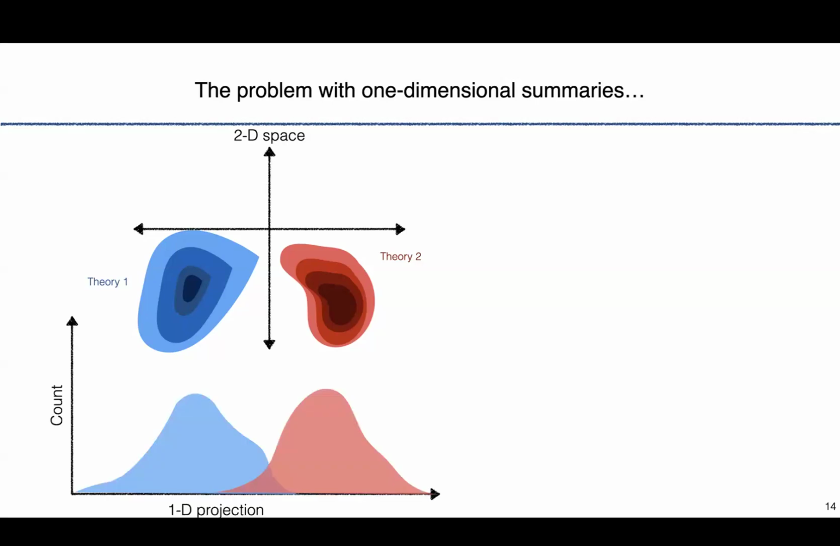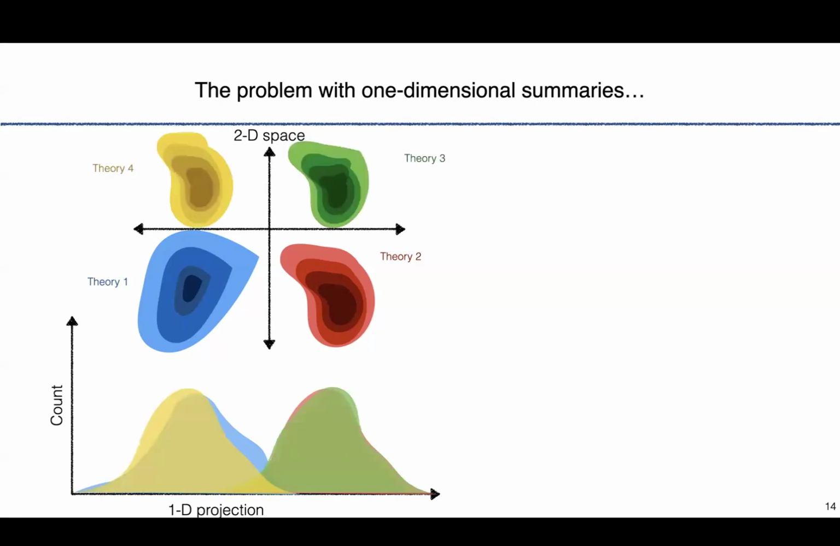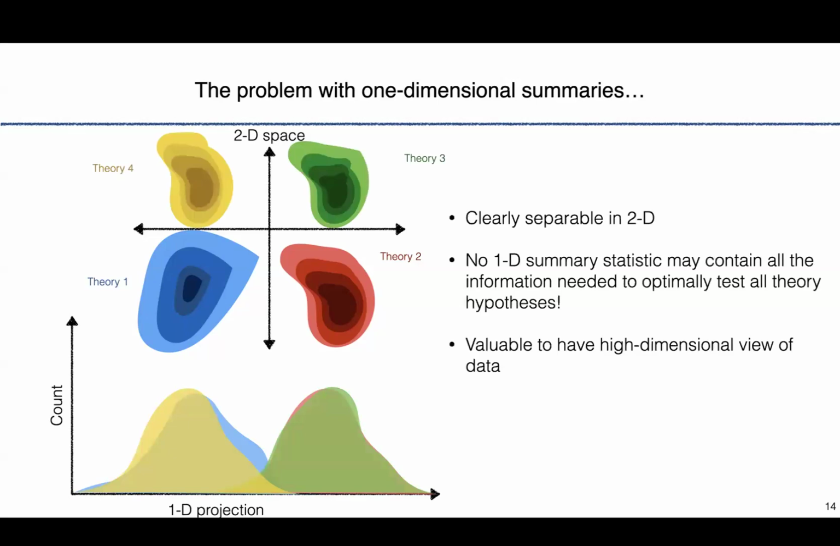Then you can compress this to a 1D projection. I mean, you could just read off the x-axis and you'll still get nice separation between the two theories, and you're happy with your summary. But if I have a third hypothesis here and a fourth one there, the 1D projection can't really tell them apart, but the full, high-dimensional view of the data can easily separate that, right? So this is the intuition for why we want to go to high dimensions if we could.